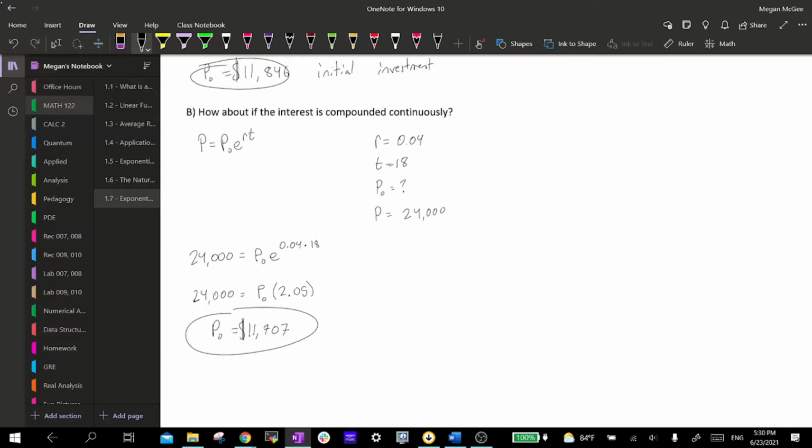All right, so in this case, Jordan's parents would only need to have $11,707 to get started on their investment and still have $24,000 in time for Jordan's 18th birthday. So in this case, they will only need about, I'm just going to roughly say $140 less to get started, and they'll end up with the same amount of money in the future.